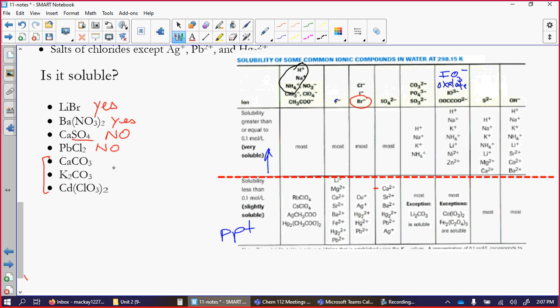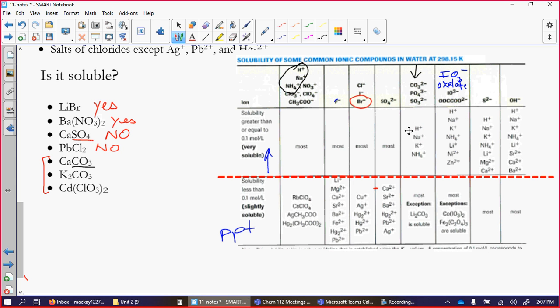So here I have calcium carbonate and potassium carbonate, which are two fairly common things. If you've ever seen or had Tums, the active ingredient in Tums is potassium or calcium carbonate, and in theory you could use that as the same idea. They both have carbonate, so we need to go over to the carbonate column. This is for carbonate, phosphate, and sulfite, but they all, in general, behave the same.